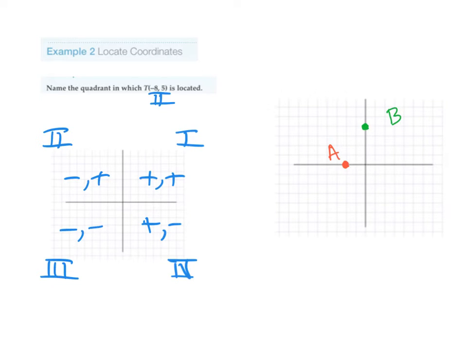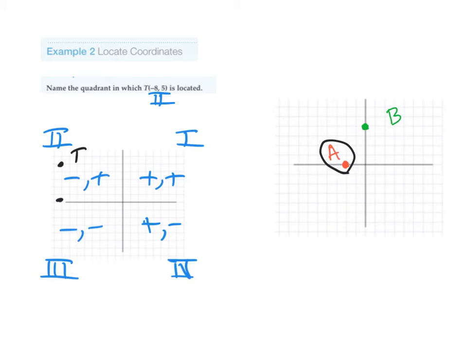Now you could plot the point. So if I were to go ahead and plot -8, 5, 1, 2, 3, 4, 5, 6, 7, 8, and then go up 5, 1, 2, 3, 4, 5, I would see that this point T is located in this quadrant. So you can identify it by actually plotting the point or looking at the quadrants by virtue of their signs, positives, negatives.